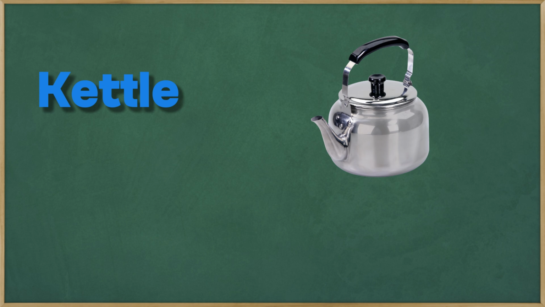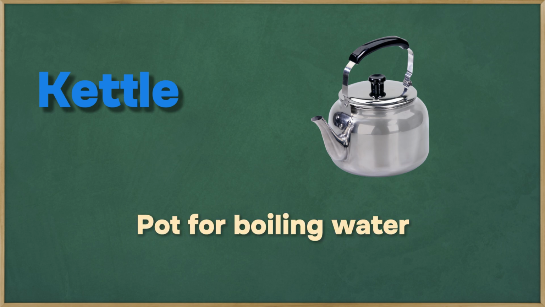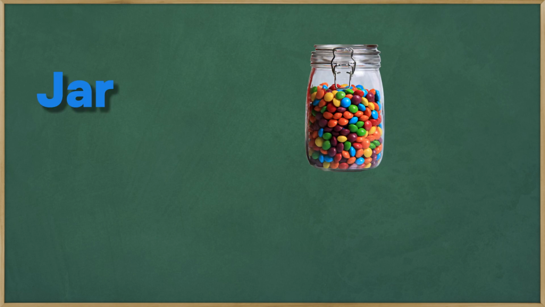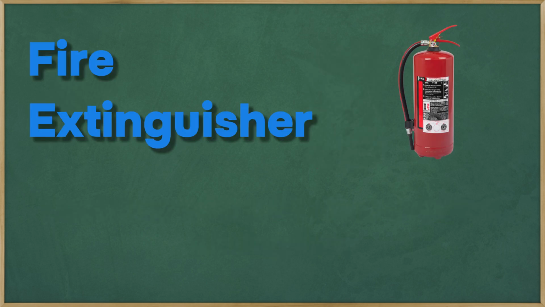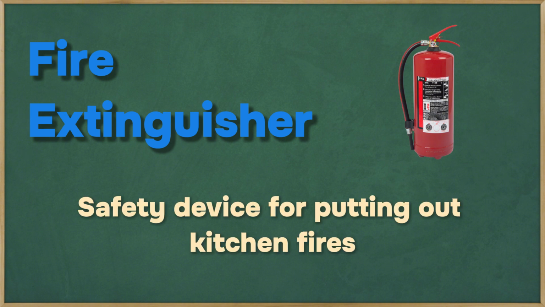Kettle. Pot for boiling water. Jar. Container with a lid, often used for storing food. Fire extinguisher. Safety device for putting out kitchen fires.